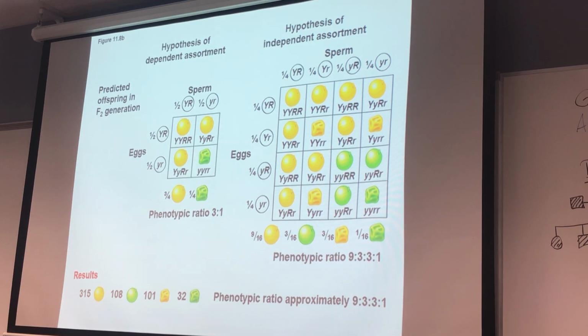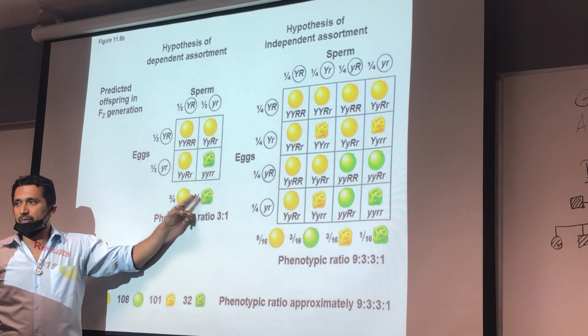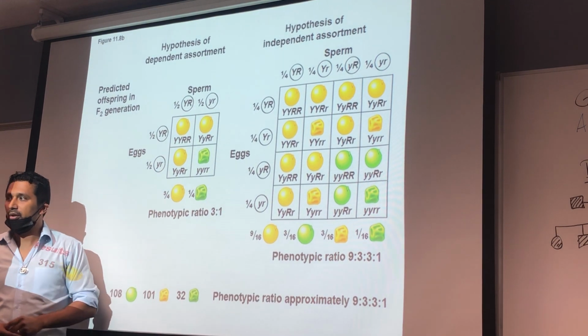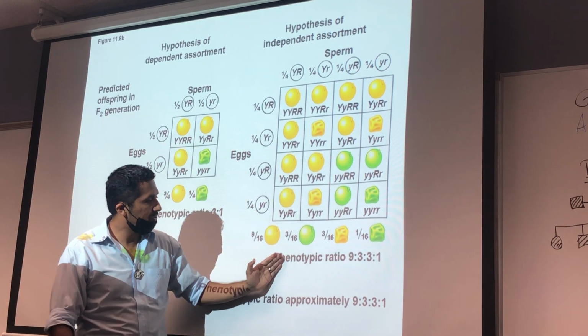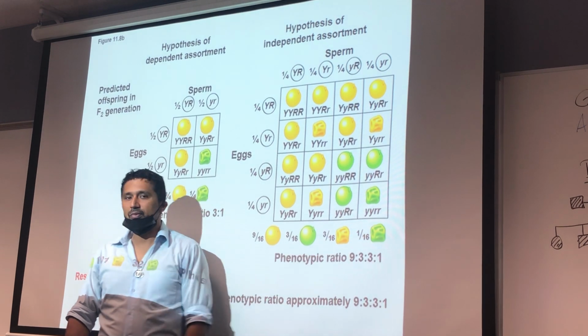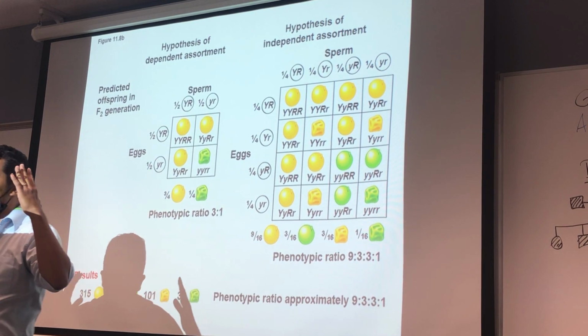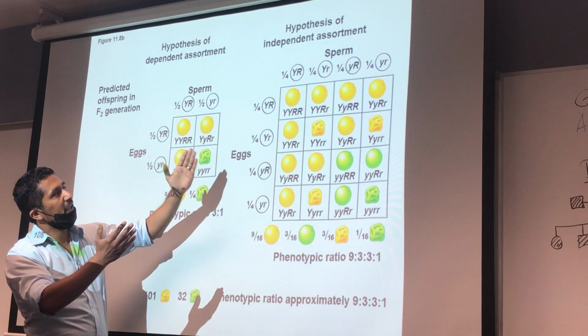But if that were the case, whenever you do this dihybrid cross, you would expect a 3-to-1 ratio, having both dominant phenotypes and both recessive phenotypes. However, whenever he did this dihybrid cross, what he saw was a 9-to-3-to-3-to-1 ratio, disproving the concept of the law of dependent assortment. So it's actually the law of independent assortment.